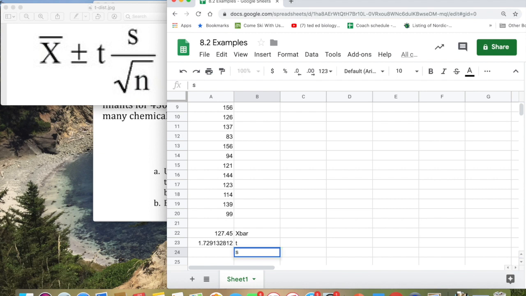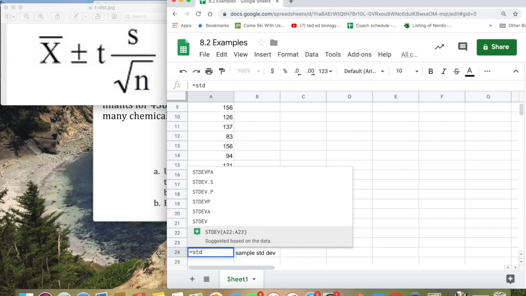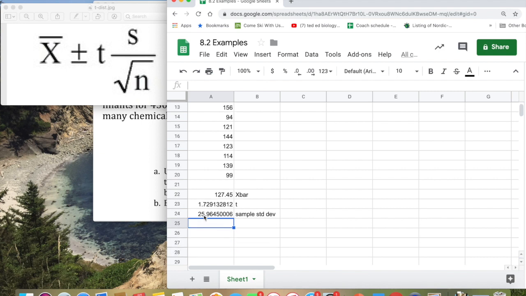Next, we want to know the sample standard deviation. Again, Google Sheets can do that for us. Standard deviation of a sample, this is the .S instead of .P, which is the entire population. We only have a sampling of data, so we'll use that one. And again, highlight A1 through A20, which represents all of our data. We can see that the sample standard deviation is approximately 25.97. And finally, n is equal to 20.